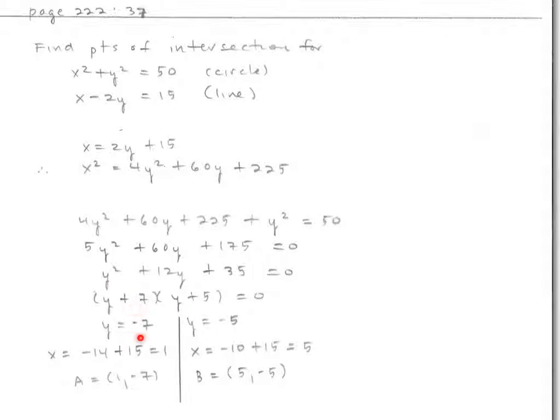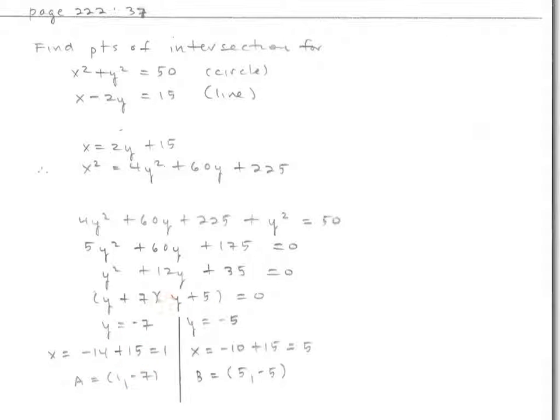I got y equals -7 and found the companion x by using the formula up here for the line. And I got 1 comma -7, and I was very careful that the x, which I found later, went in the x position, and the y, which I found first, went where y goes.